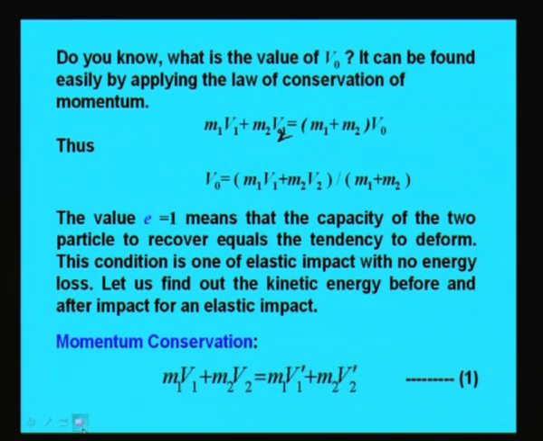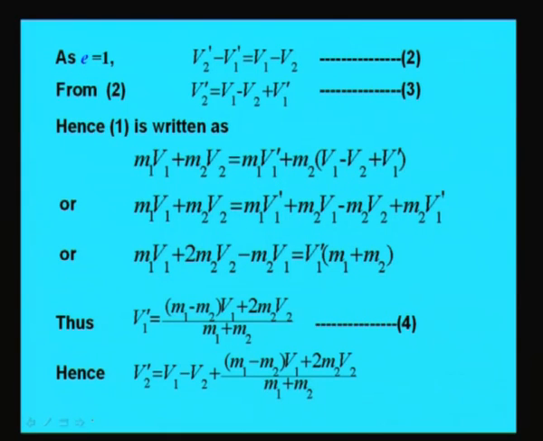So, this is the case of e equal to 1: V2 prime minus V1 prime is equal to V1 minus V2. Because V2 prime minus V1 prime is what? It is the relative velocity of separation. V1 minus V2 is what? It is the relative velocity of approach. So V2 prime minus V1 prime is equal to V1 minus V2, and from this we get V2 prime is equal to V1 minus V2 plus V1 prime.